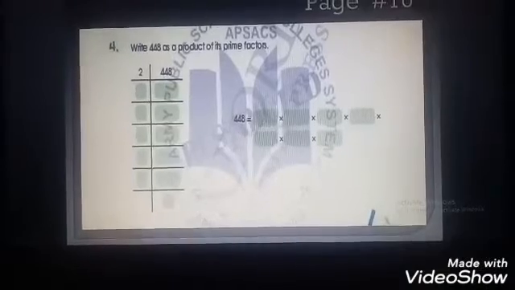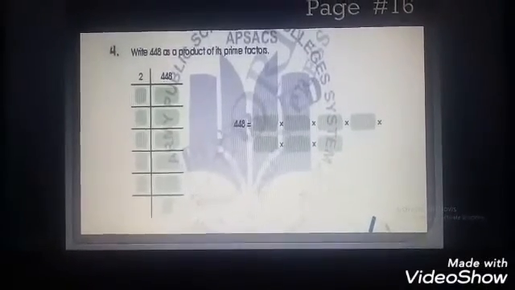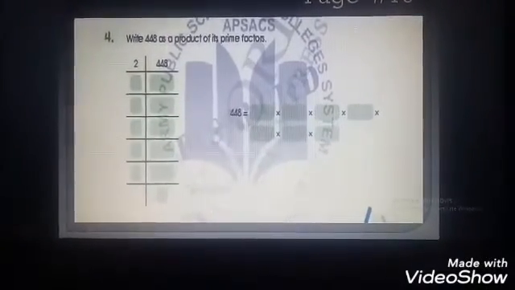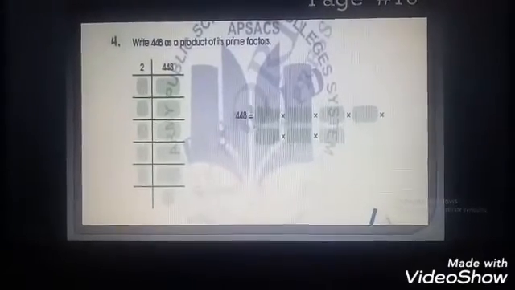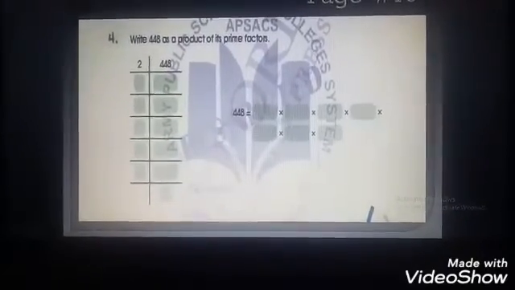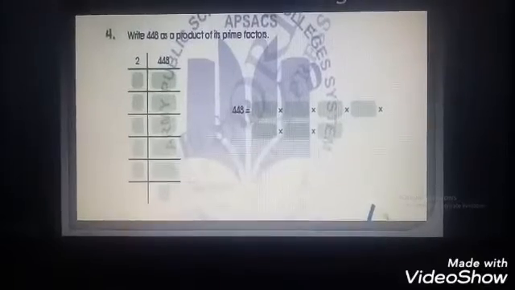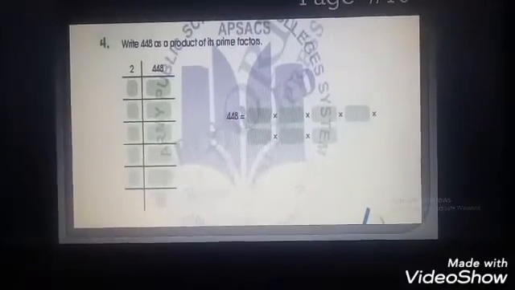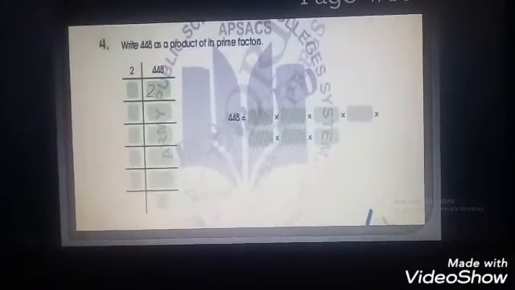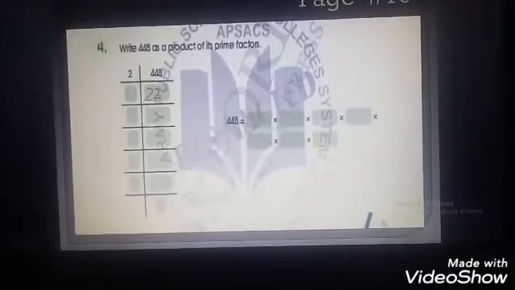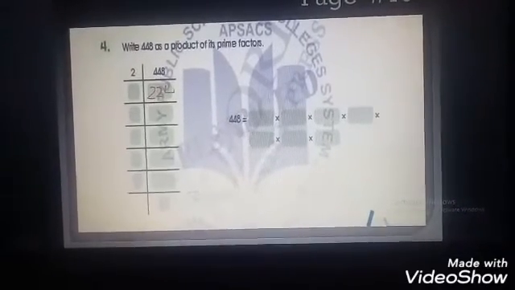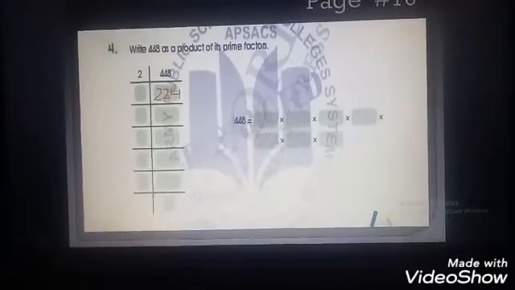Okay class, we will start question number 4 on page number 16. Write 448 as a product of its prime factors. First of all you have to see that this number is an even number. It means 448, with 8 at the last, is an even number, so you can choose the even prime number. The first one is 2. You have to divide by 2. 2 2s are 4, again 2 2s are 4, and again 2 4s are 8. I can help with this by the division method.